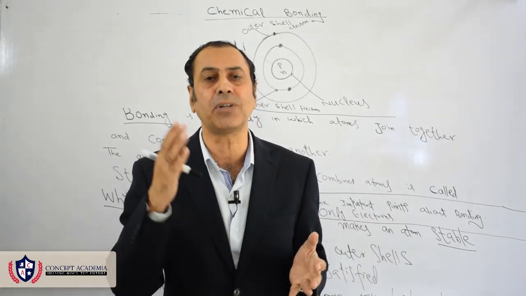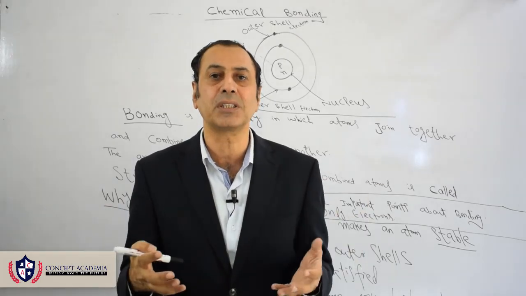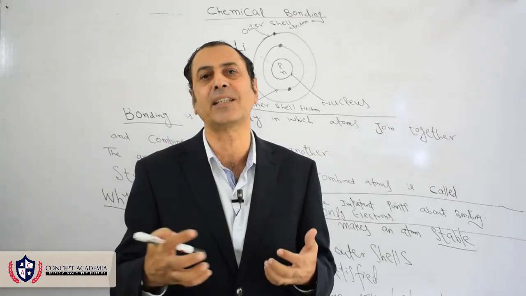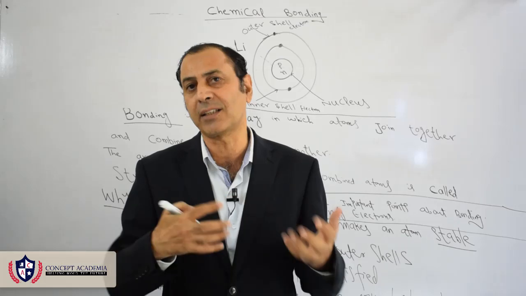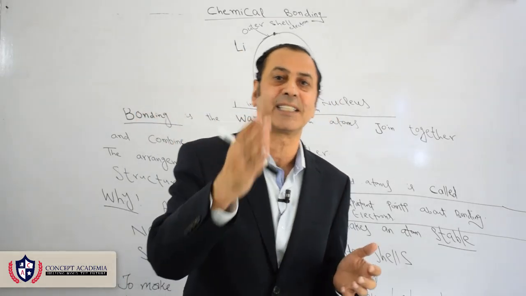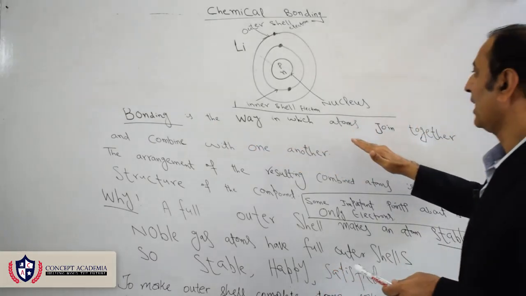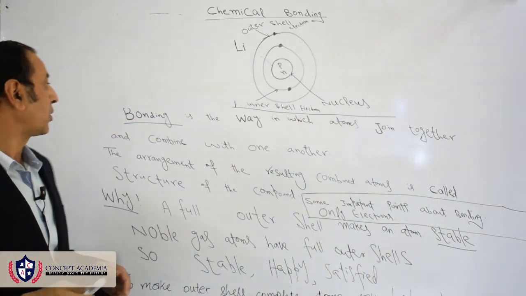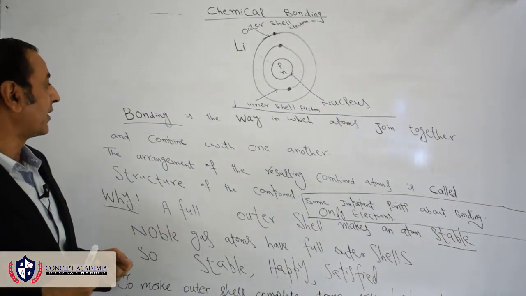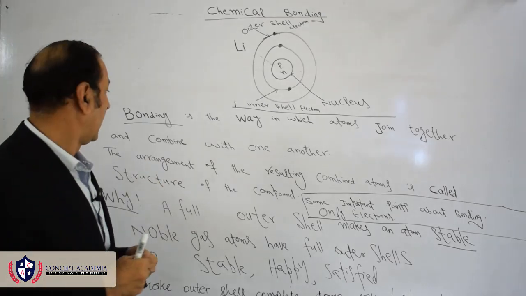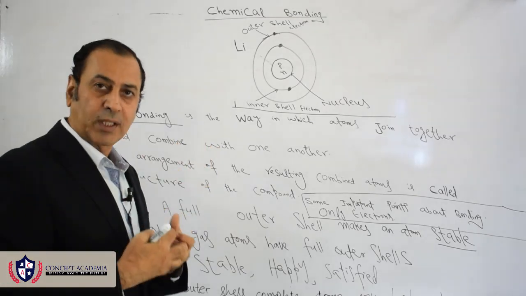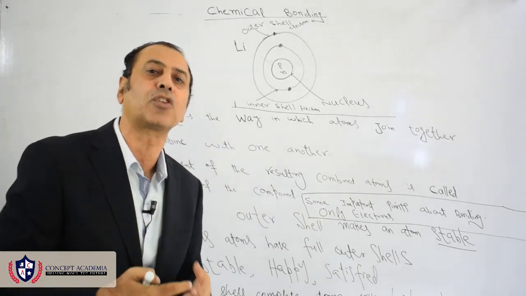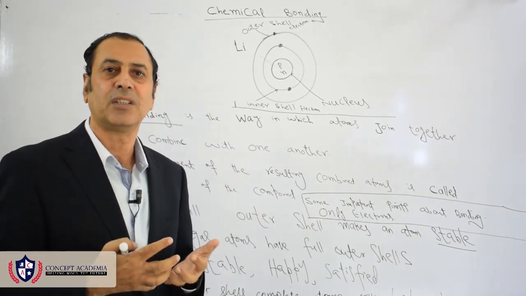So it is very important to understand how atoms join with one another, how atoms combine with one another, and why atoms join with one another, why atoms combine with one another. So bonding is the way in which atoms join together and combine with one another. And when they combine with one another, then the arrangement of this combination of atoms is called the structure of the compound.